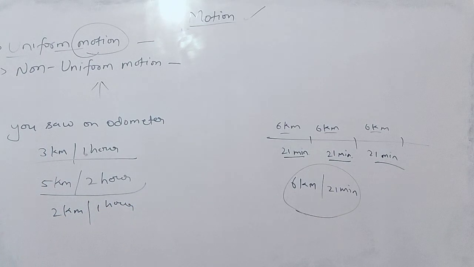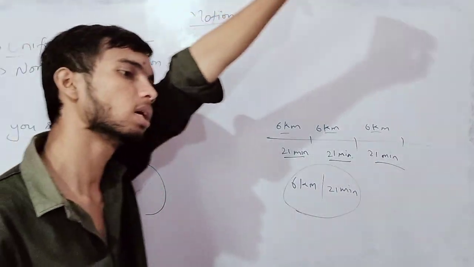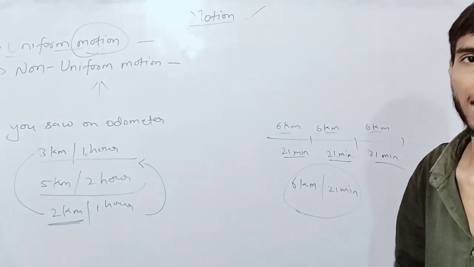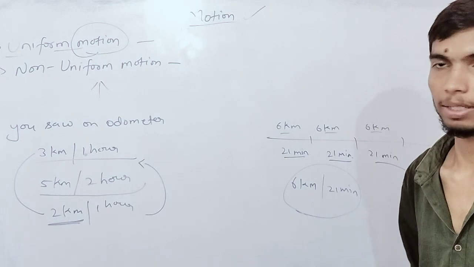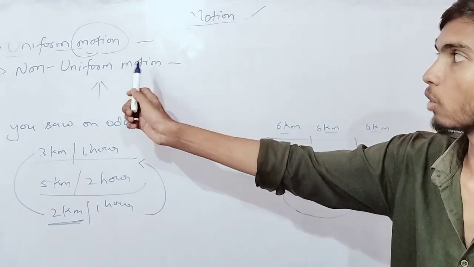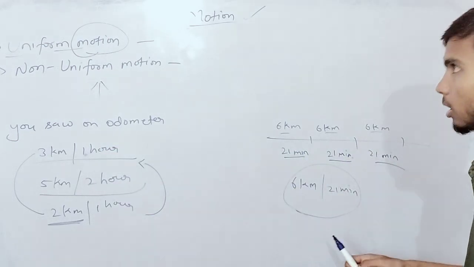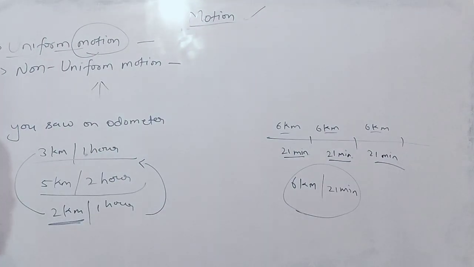You can see here, initially you covered 3 kilometer in 1 hour, and now you can see 2 kilometer. So the distances are not the same. Yes, the hour is the same, but the distances are not the same. It happens because you are riding a bike, you are in real life. That's why I am telling you, non-uniform motion you will observe many times in your life. Uniform motion you will observe sometimes in your life. Clear?